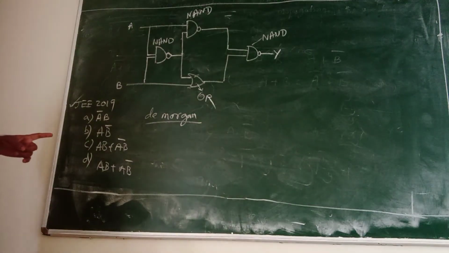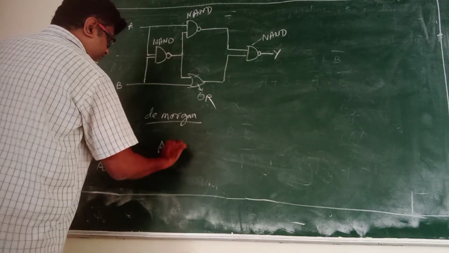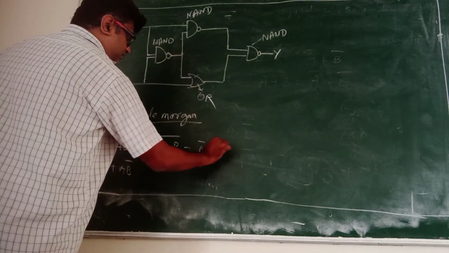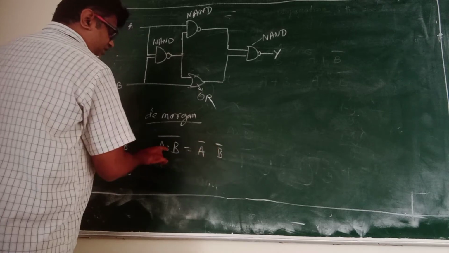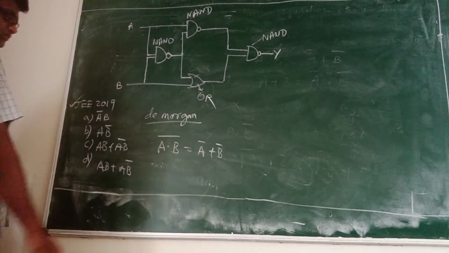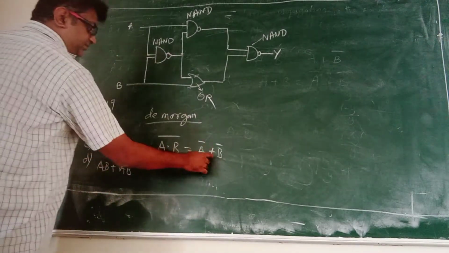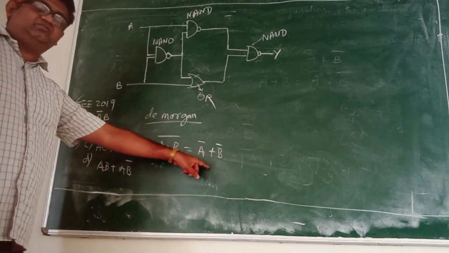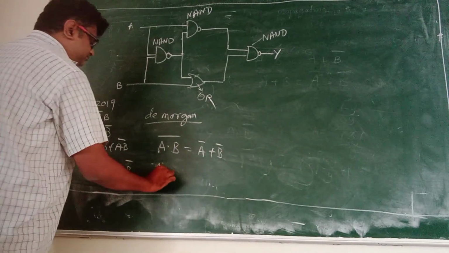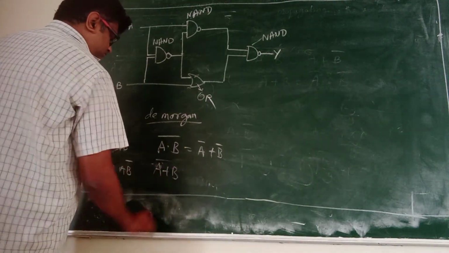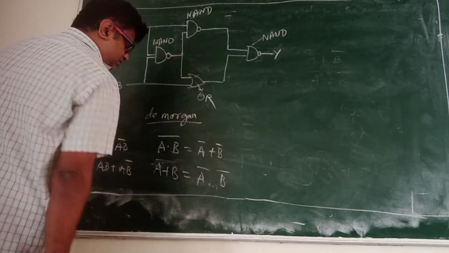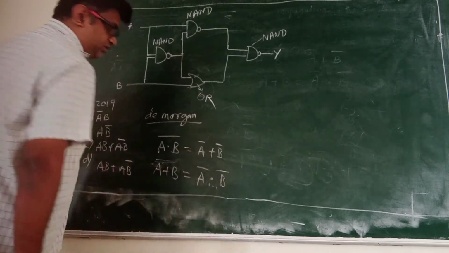In De Morgan's law, when you are removing the bar, individually you have to write the bar and change the operation. Here it is dot, make it plus. Dot means AND and plus means OR. If it was like this, it is A bar, B bar you write, and this is plus, you put a dot. This is what is De Morgan's law.